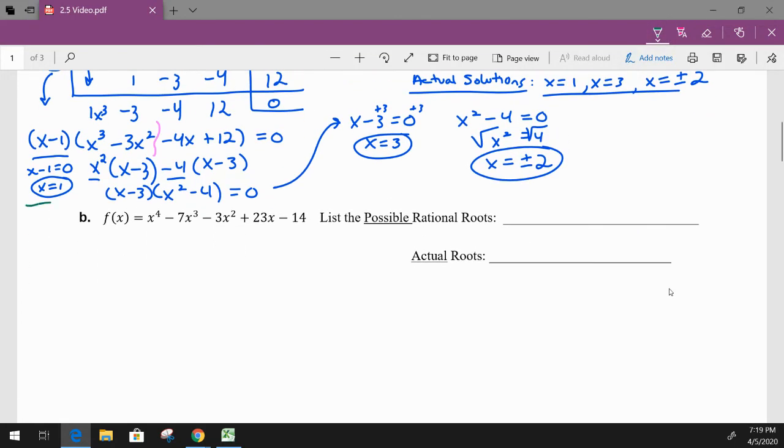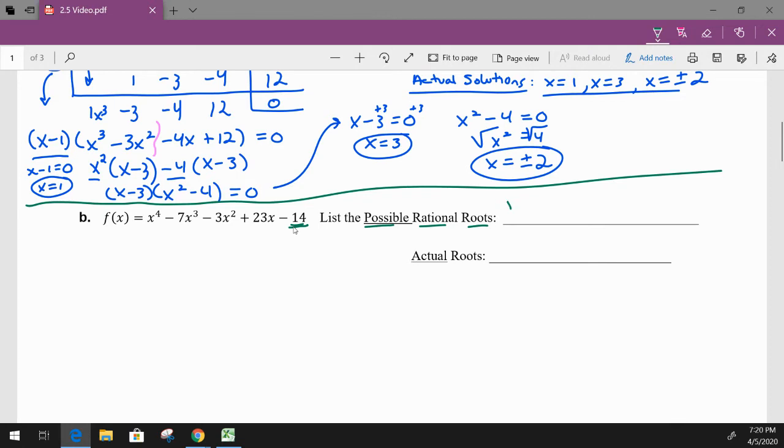All right, so once again, when you're looking at problem B, your degree is 4. So we know we should have four solutions. They may be rational, they may be irrational, they may be not real, or imaginary, but we need to find all four solutions. So we're going to start. We can't factor this right away, so we're going to list the possible rational roots by taking the factors of my constant.